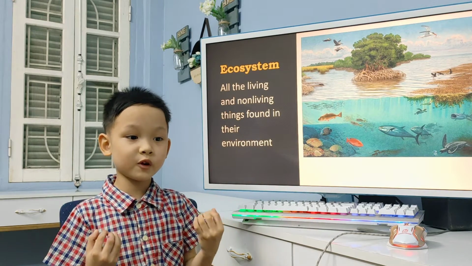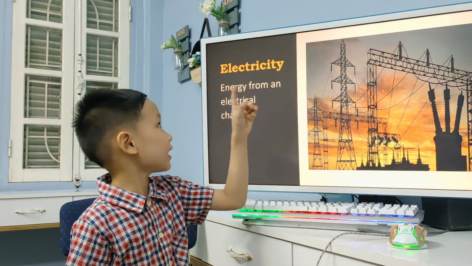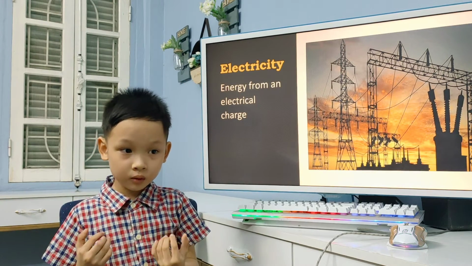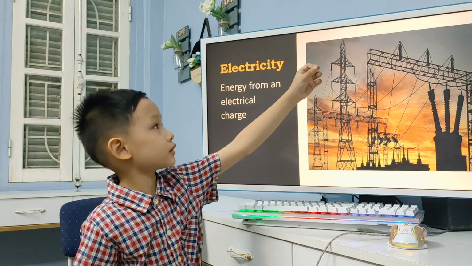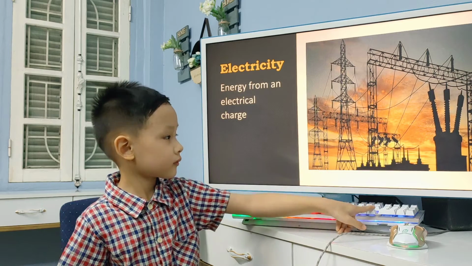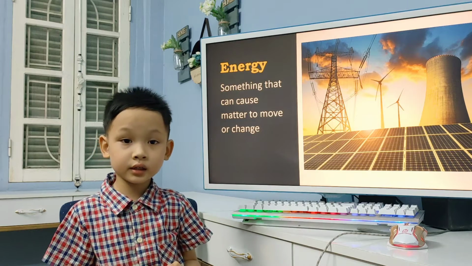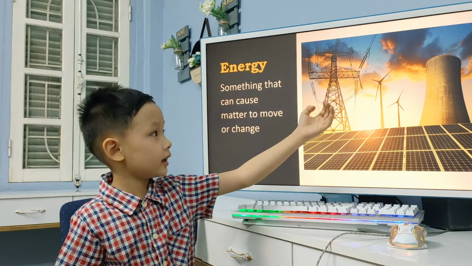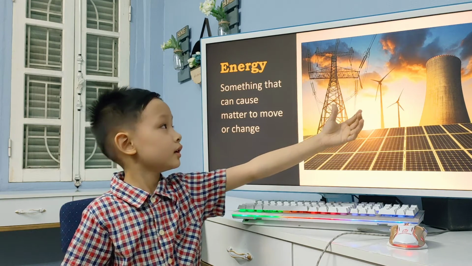Water, so it's free with the gear. And electricity: energy from electrical gear charge. And this charge is made the electricity. And energy: something that can cause matter to move or change. And you see, when the wind blows, the fan is made the electricity.